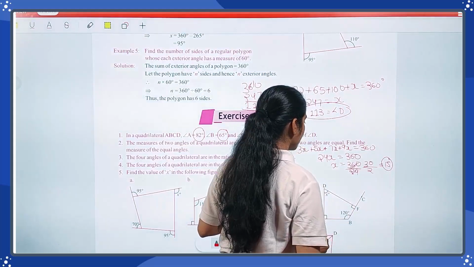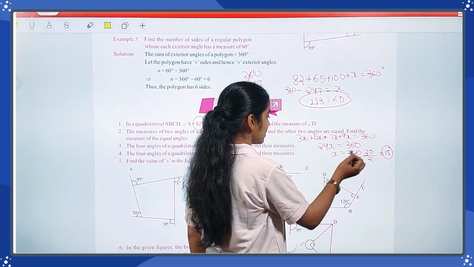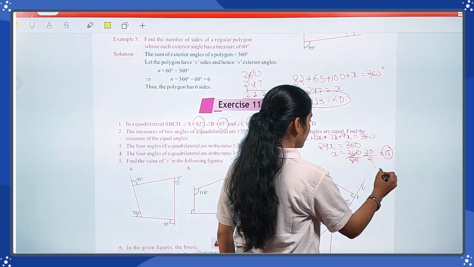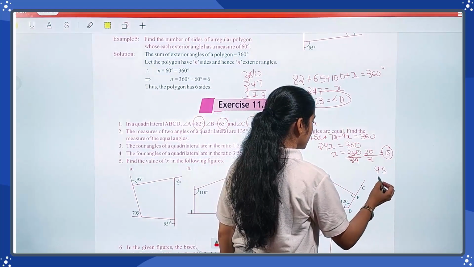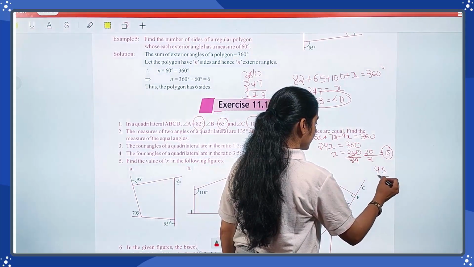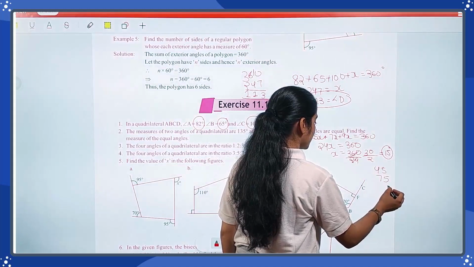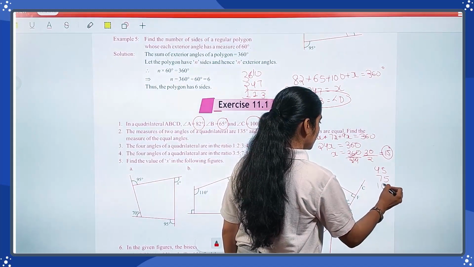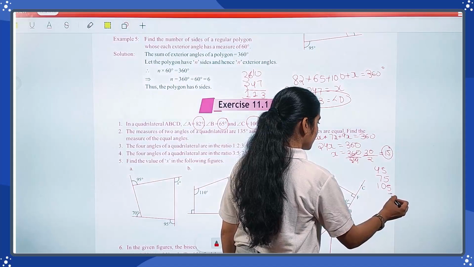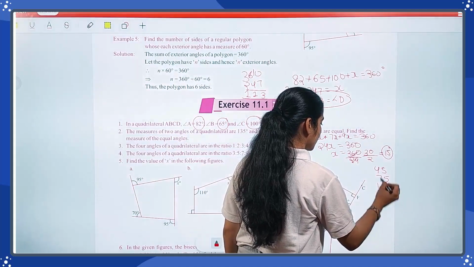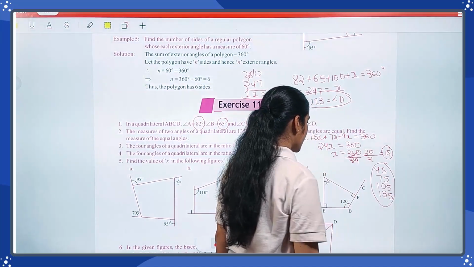Now what we have to do is put the values. 3x multiplied by 15 is 45, 5 multiplied by 15 is 75, 7 multiplied by 15 is 105 and 9 multiplied by 15 is 135. So these are the four angles we have.